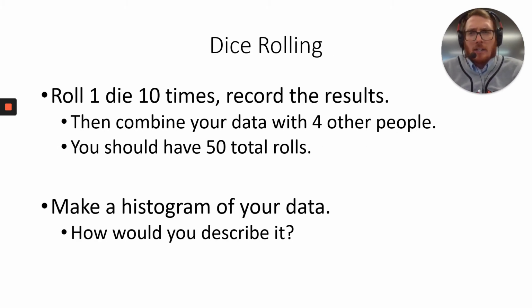Imagine this scenario. Roll a die 10 times and record the results. So you're going to roll a 6-sided die 10 times, record the results, and then take that data and combine it with 4 other people. In the end, you should have 50 die rolls in total. If you were to make a histogram of that idea, what would it look like and how would you describe it? So let's take a moment and think about what's going to happen.